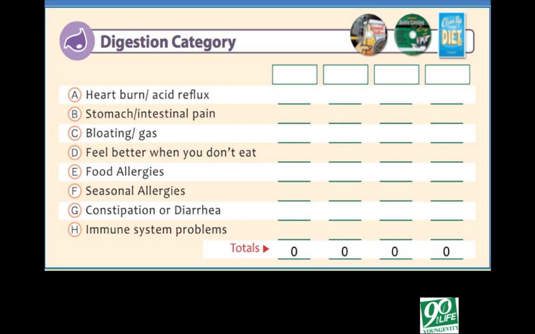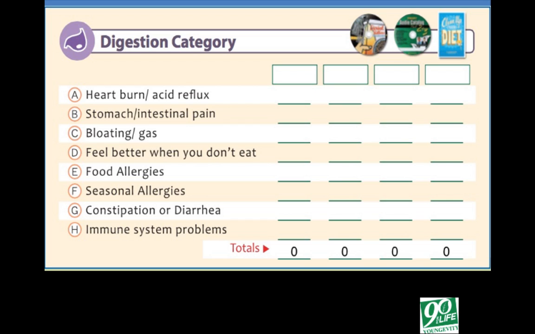Food allergies, seasonal allergies, constipation or diarrhea, or immune system problems. The immune system has a lot to do with the gut for two reasons. Anybody heard of an appendix? Did you know there are cells that are only created in your appendix for the immune system? Everybody may have heard of killer T cells. There's actually something called a B cell, and it's made only in the appendix. So if you've had your appendix taken out, you already have a compromised immune system.